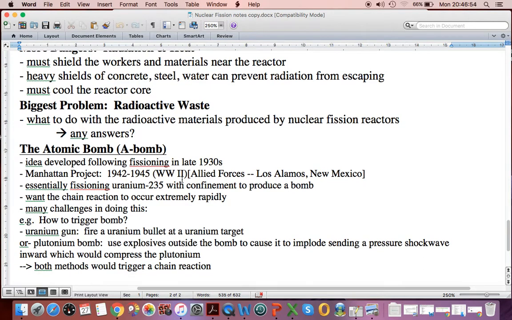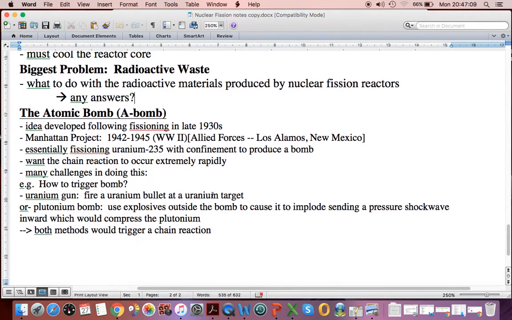Along with nuclear fission, we have something called the atomic bomb. That is where you simply want to have an out-of-control nuclear fission reaction, and it's described here. But we won't go into detail on this at this point. Next thing we'll do is show you a diagram of a nuclear reactor and a chain reaction.